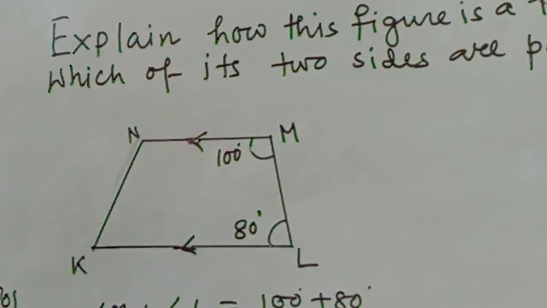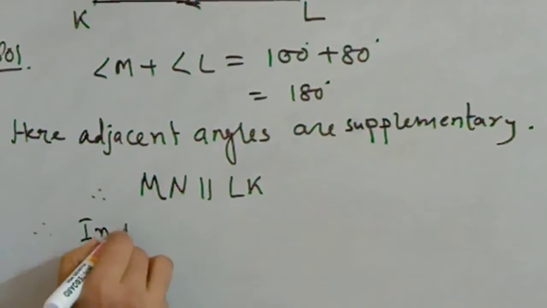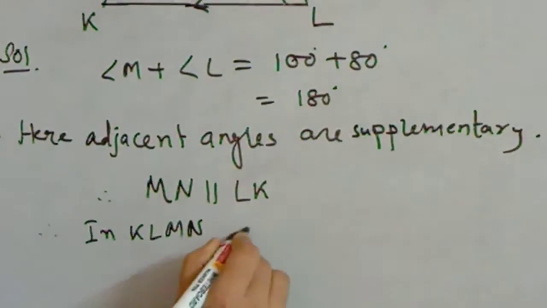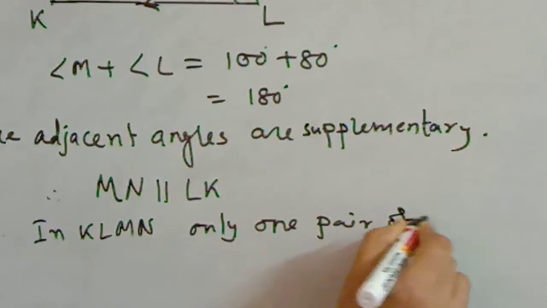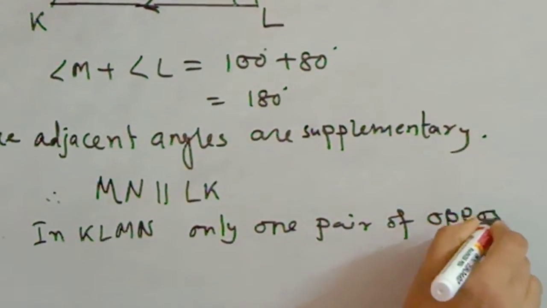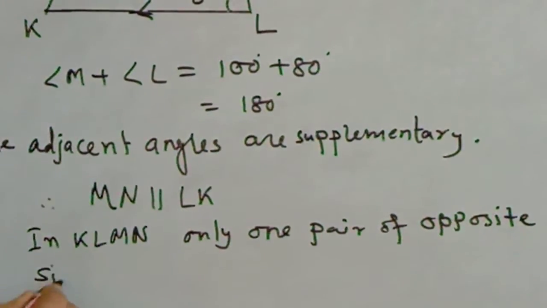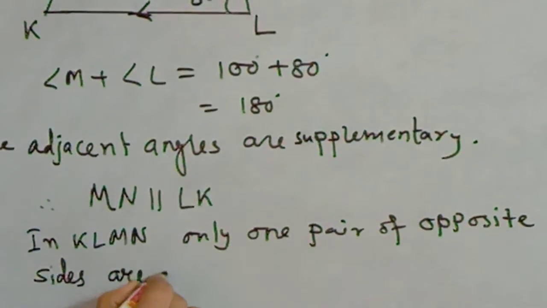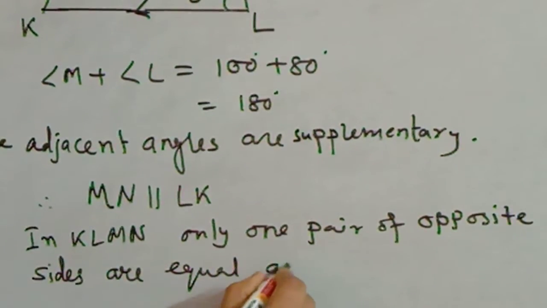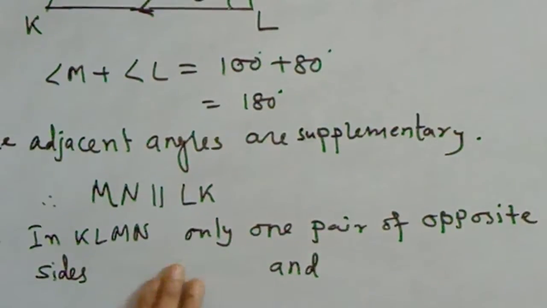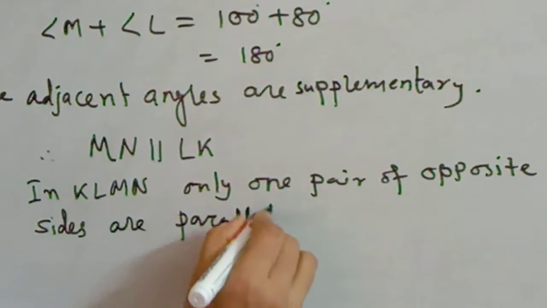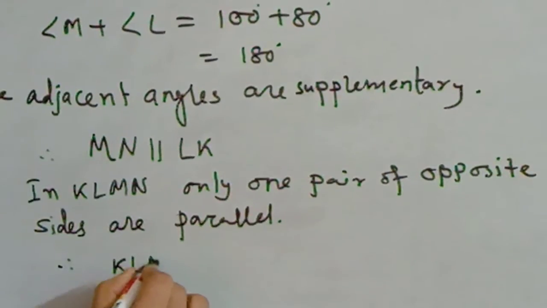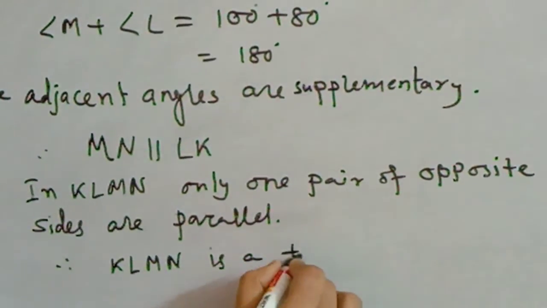That is why in KLMN, only one pair of opposite sides is parallel, not equal. Therefore KLMN is a trapezium.